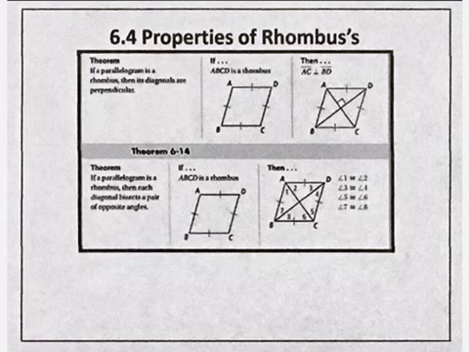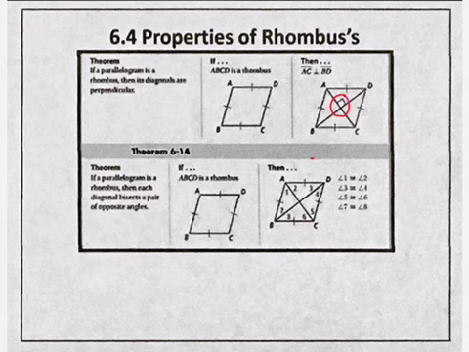The properties of a rhombus. So if a parallelogram is a rhombus, then its diagonals are perpendicular. So if it's a rhombus, then the diagonals are going to form a right angle, or right angles in the middle where they meet.